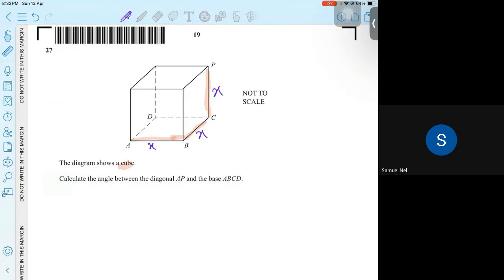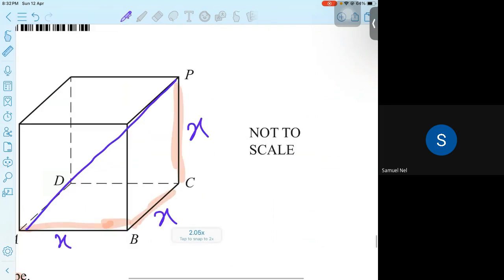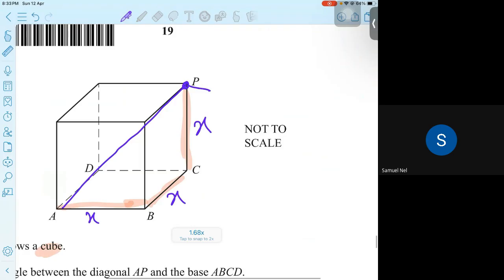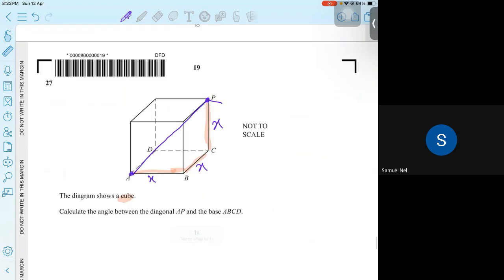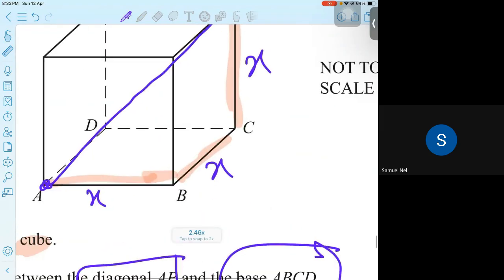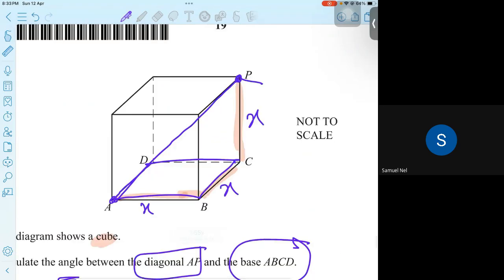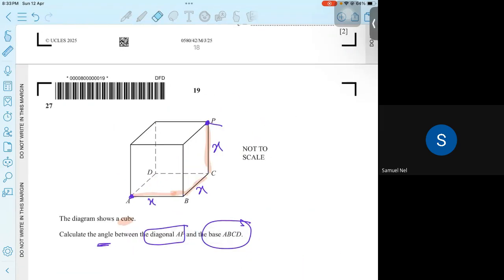So AP is like this, but if you visualize this, you're going to figure out that this is the edge of one face, and this is the edge of another face, right? They basically want us to find the angle between the diagonal and the base. That basically means with this base. Okay, so let's see how we can do this.